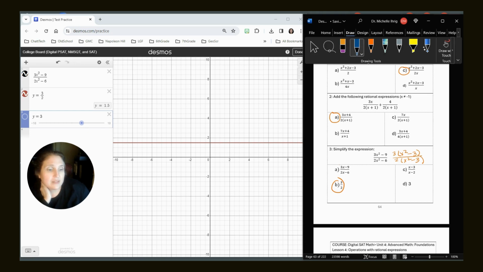And now, because I have x squared minus 3 in the numerator and the denominator, it doesn't matter that you can't do difference of two squares or factor it. They're being multiplied. 3 is being multiplied by x squared minus 3. 2 is being multiplied by x squared minus 3. We can cancel. And that's how we get the 3/2, the longhand way.